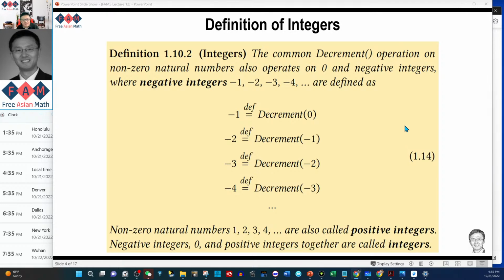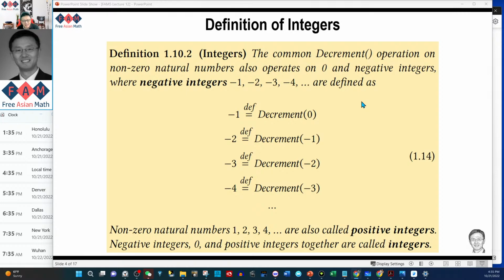And the specific way of doing that is just like this. We decrement from 0, get a new number, and we call that negative 1. And from negative 1, we further decrement, get negative 2, and so on. And we can do this indefinitely. Therefore, this is just similar to how we define natural numbers or positive integers. So you must understand this similarity right there. They are all just definitions.